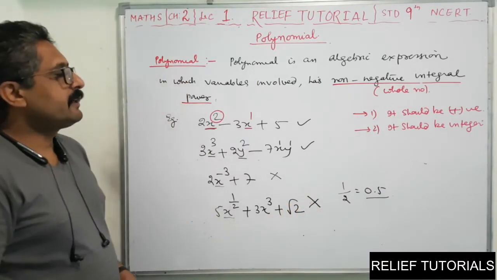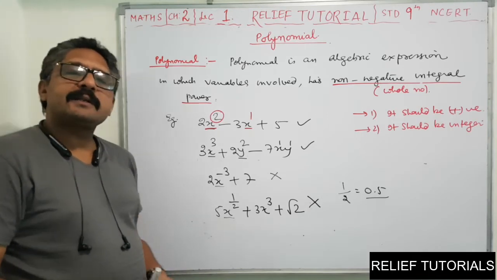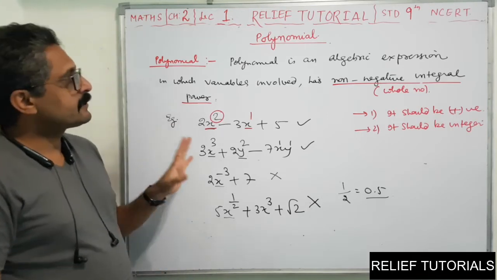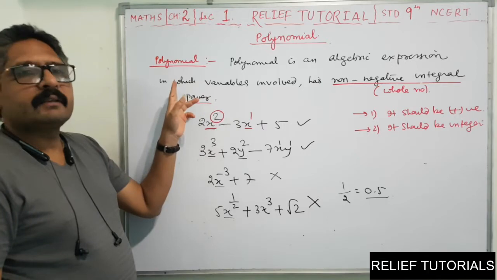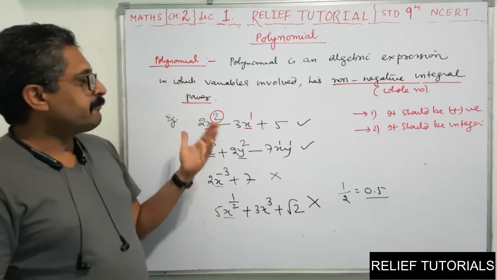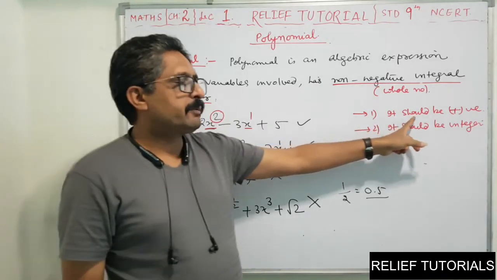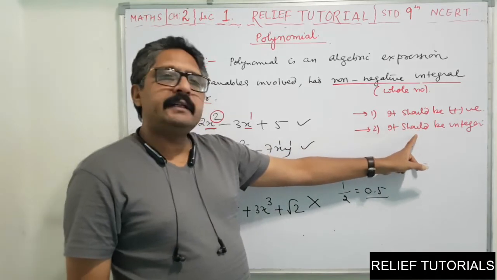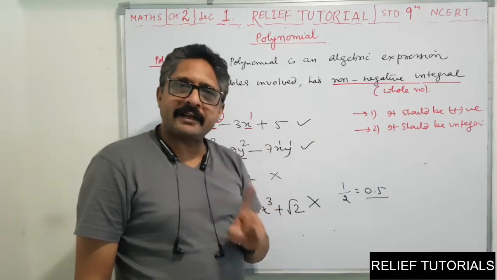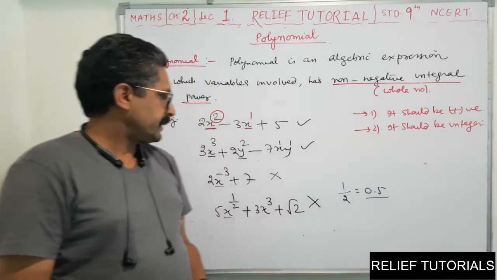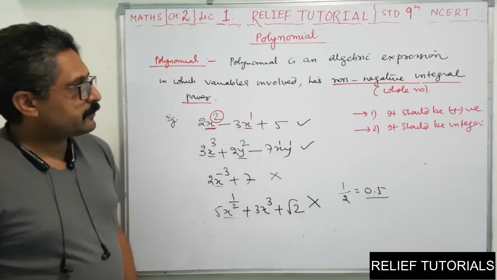So the question arises, when can you say a given expression is a polynomial? A given expression is a polynomial when the power of the variable is positive and it is an integer. It should not be a fraction. Okay. So again we will discuss a few problems here.